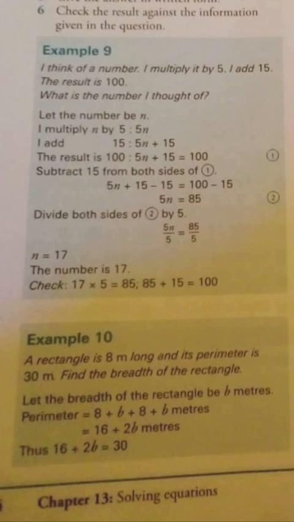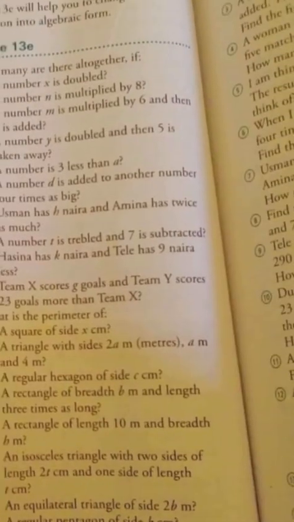8 times 2 will give you 16. B times 2 will give you 2b. Okay, and when you know already it's equal to 30, because 30 is the perimeter, and then you solve it how you solve normal equations. You shift 18 to the other side, 16 to the other side, and then that's just it.